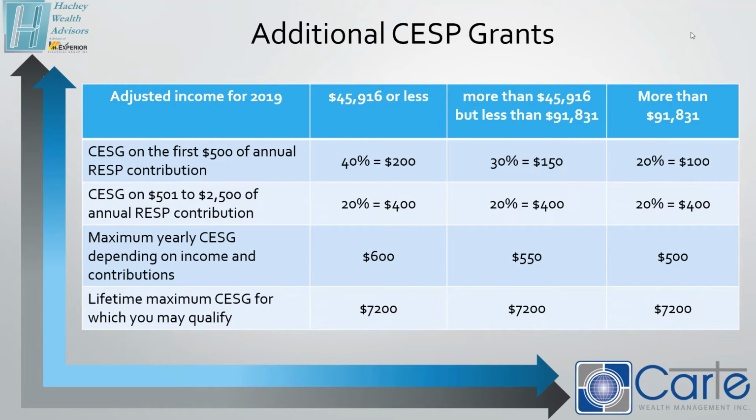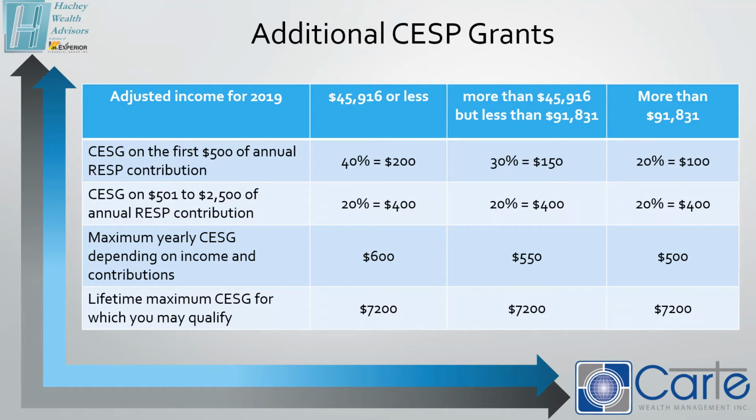Now, the government also has special programs in place for families who are of lower income. So if you're making contributions into your child's RESP and your household income is $45,916 or less, then for the first $500 of contribution that you make, your child will receive a 40% grant, as opposed to a 20% grant for that first $500. So normally you would get a $100 grant for that first $500 of contribution, but now the government will give you $200 of grant for that first $500 contribution.